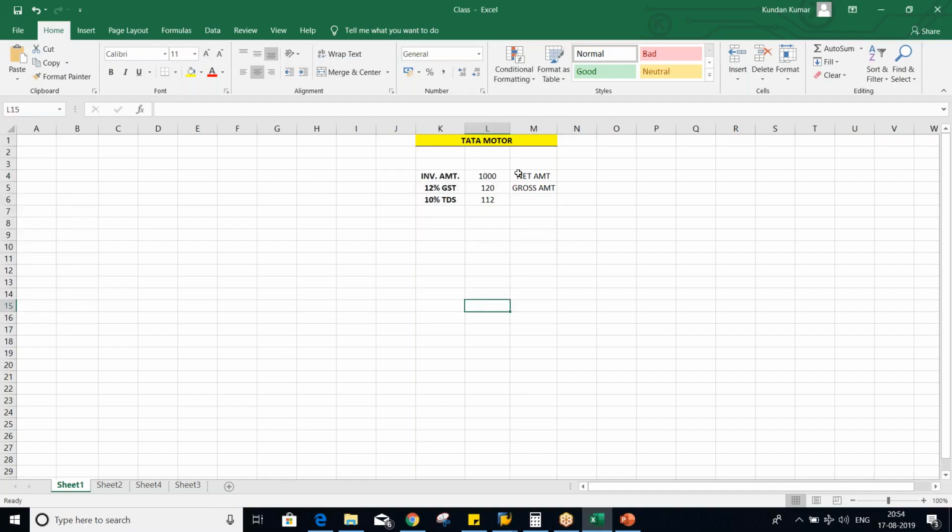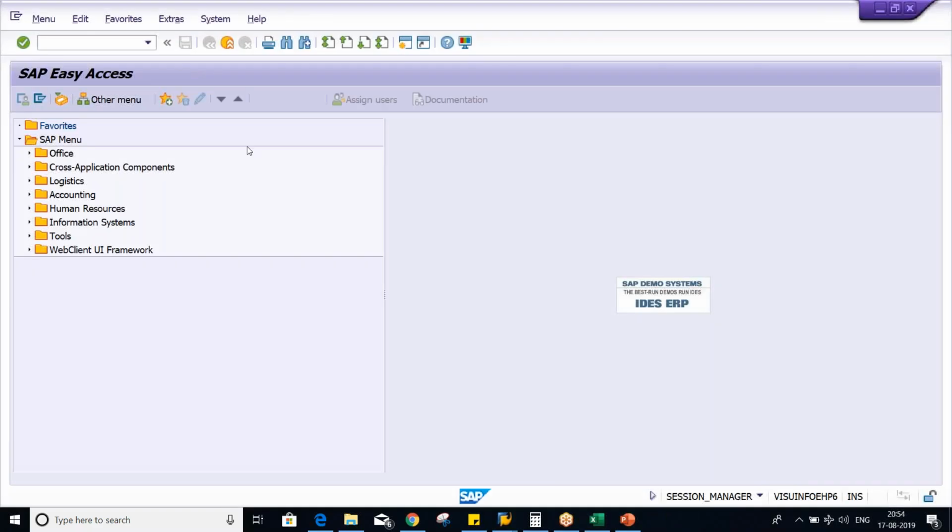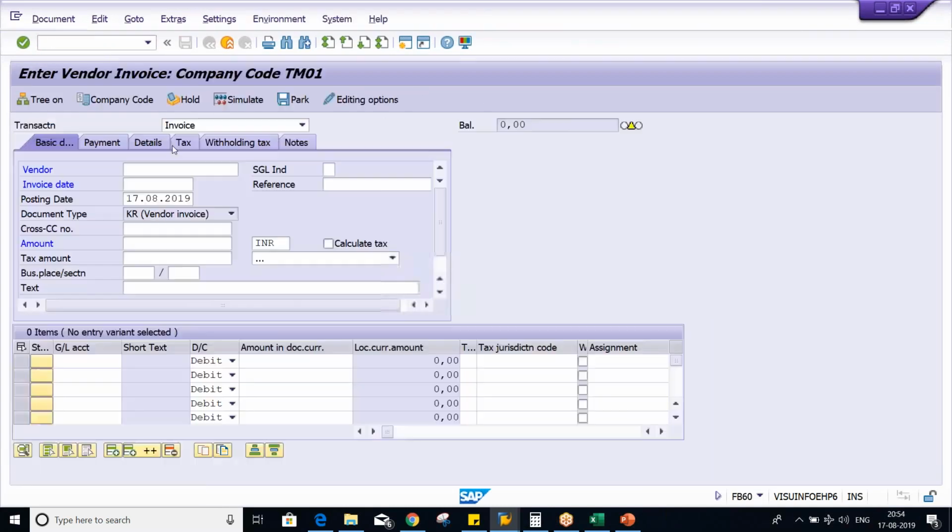If the base amount is net amount, means this one, right? Net amount means excluding tax amount, right? So here, TDS is how much, guys? 100 rupees is supposed to be the deduction. The deduction is supposed to be 100 rupees. Use transaction code FB60 and take an example of any company code.